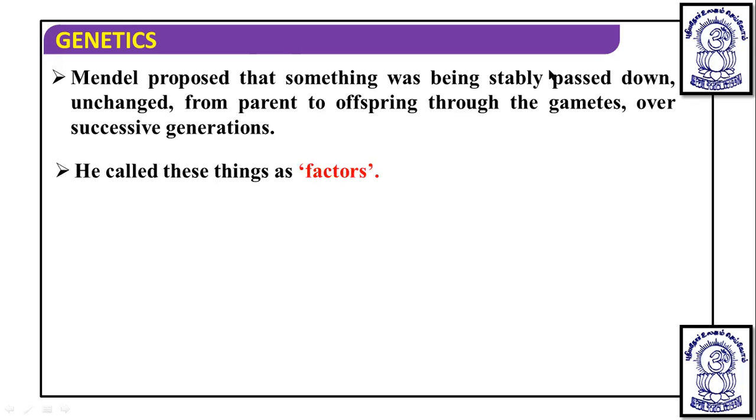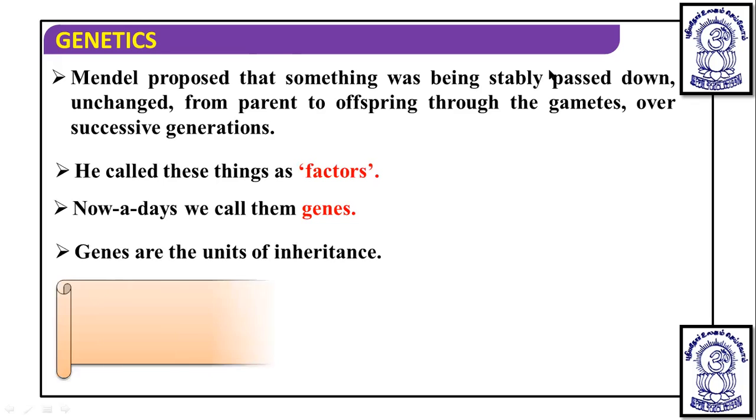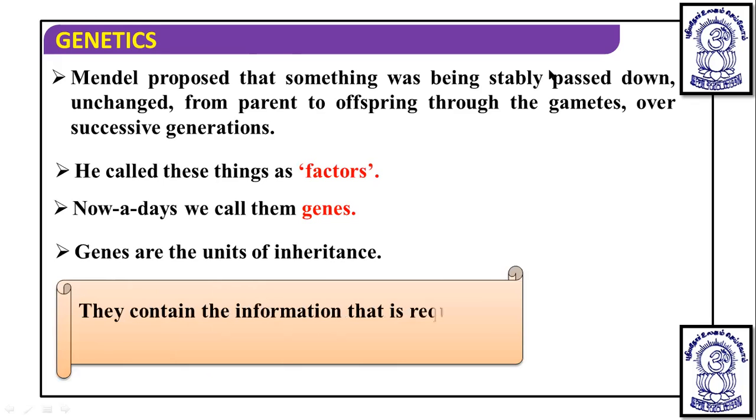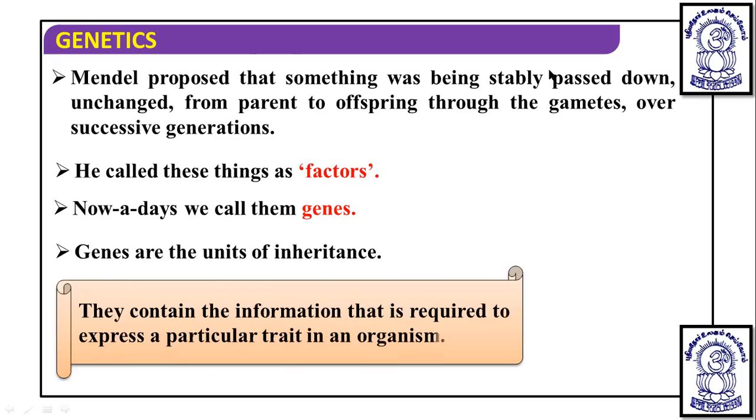He called these things factors. What Mendel called a factor, nowadays we call a gene, and we have discussed that genes are the unit of inheritance. A gene contains the information required to express a particular trait in an organism. For each trait there is a particular gene.